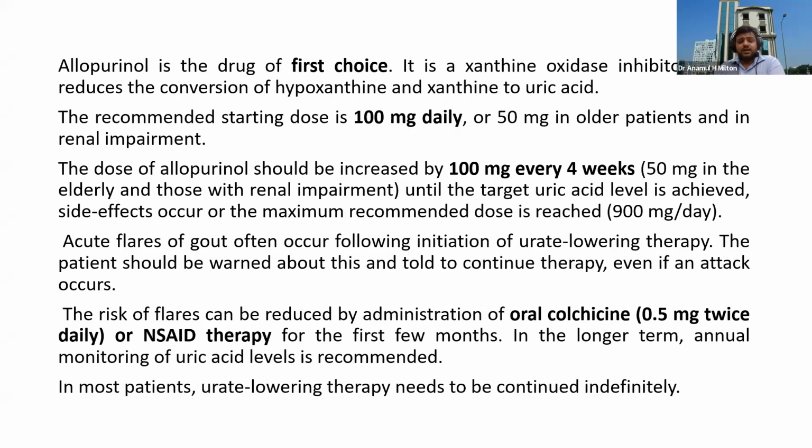Allopurinol decreases the total load of uric acid and it is excreted from the body, and also fenofibrate. So these are the three drugs we have used. Oral colchicine for the initial part, and you can also consider NSAIDs, and for the continuous part you can start with either allopurinol or fenofibrate.